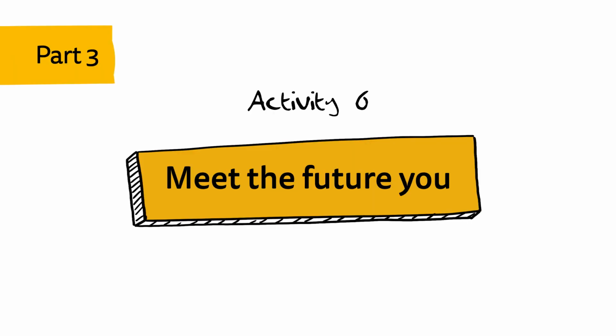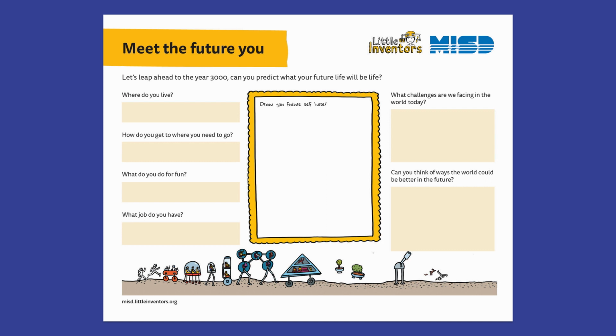Activity 6. Meet the future you. We're taking our minds into the future now. This activity will give your students the chance to imagine themselves there in the year 3000. Ask them to predict what their lives might be like. Where would they be living? What would they do for fun? And what challenges might we be facing in the world then?